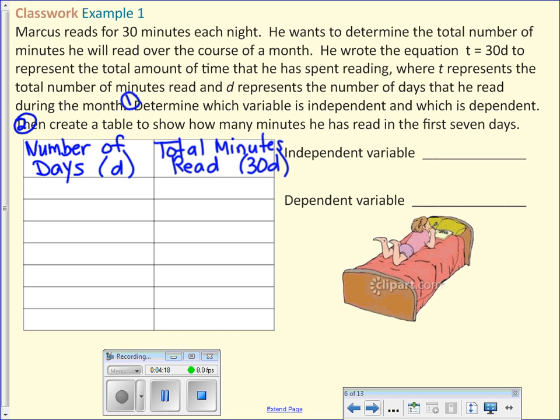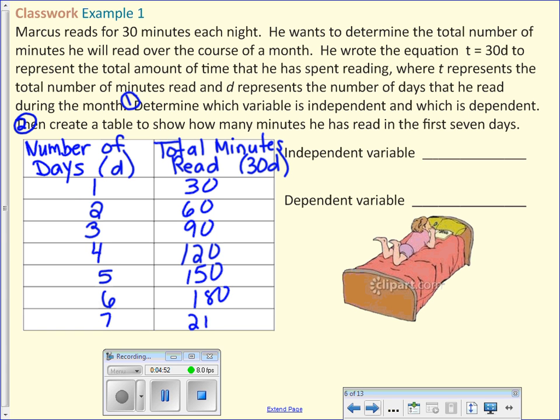So, if he read 1 day, then he read for 30 minutes. If he read for 2 days, then he read 60 minutes. If he read for 3 days, then he read for 90 minutes. If he read for 4 days, then he read 120 minutes. If he read for 5 days, 150 minutes. If he read for 6 days, then 180. If he read for 7 days, then he read for 210 minutes.